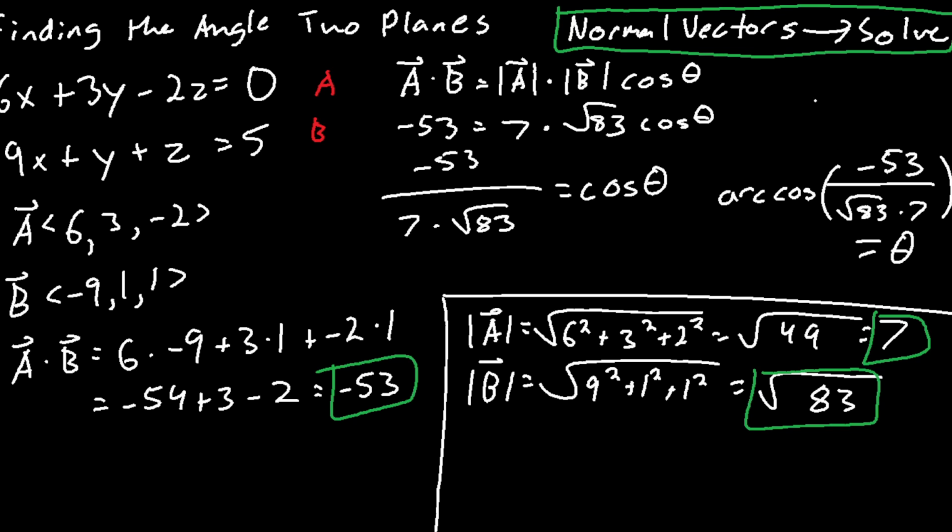Yeah, kind of running out of space. And then theta just equals what? Oh, let's put this through a calculator. Negative 53 divided by square root of 83 times 7, and then arc cosine that. You get 146.21 degrees.